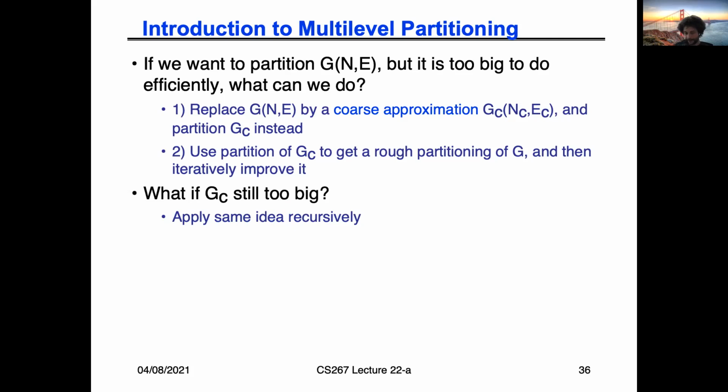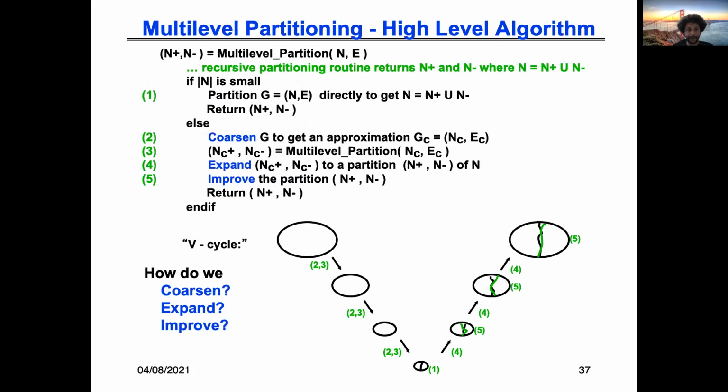And if we can solve the graph partitioning on GC, we can project back to the original graph. Well, what if GC is too large? Well, we do this recursively. So here's a picture. You start with a large graph. It's called a V cycle for obvious reasons, as you can see from the picture.